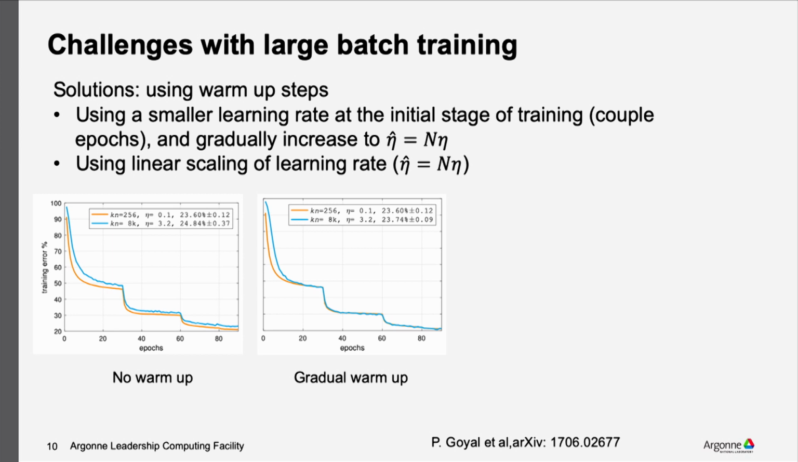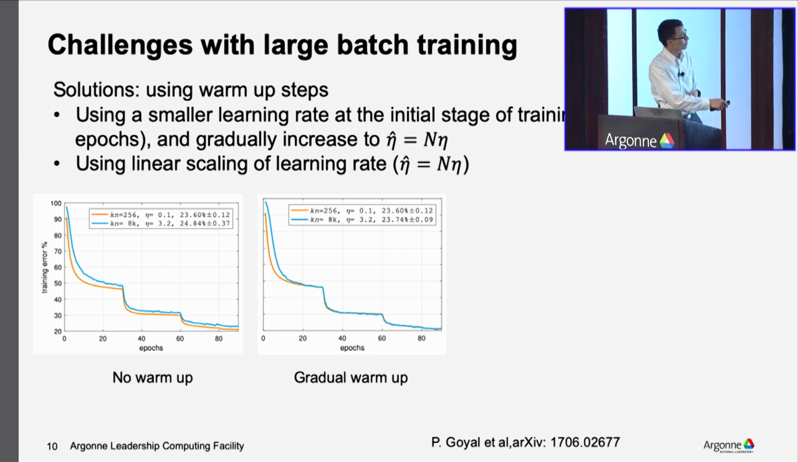And the result shown here is for the ResNet-50 training. Basically, going from the small batch size of 256 to 8,000 without using the warm-up step, we will see the blue curve performs worse than the small batch size case. But if we use these warm-up steps, then essentially at the end, it reached the same accuracy.